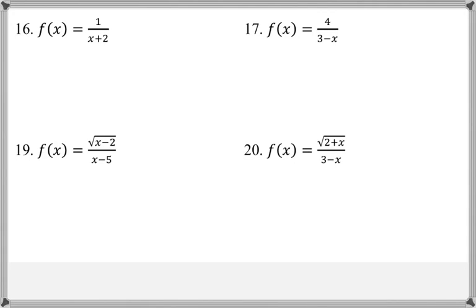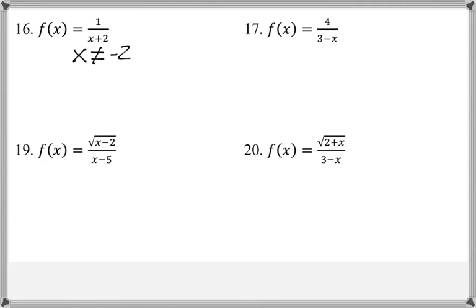For questions 16, 17, 19, and 20, we're trying to find the domain of the function. So with 16, we have a fraction, and we cannot have 0 on the denominator. So what would make this denominator 0? That would be negative 2. If you plugged in negative 2 here, negative 2 plus 2 is 0. So x cannot equal negative 2.